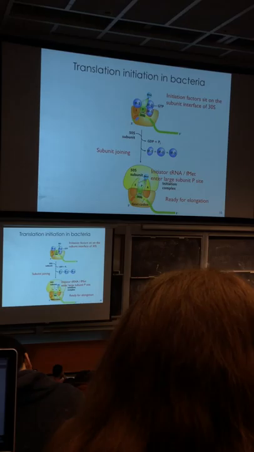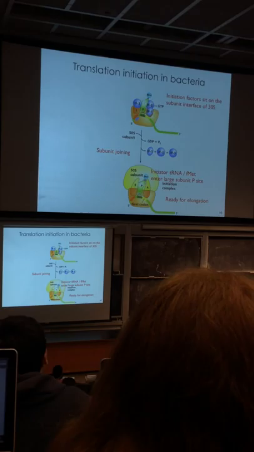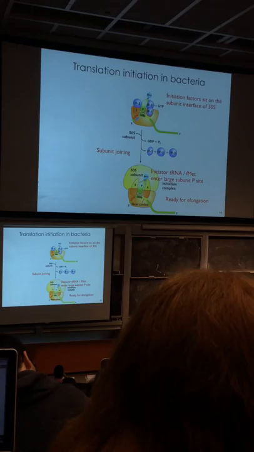And when this happens, the initiator tRNA that was base paired with the mRNA piece out in the small subunit, the other end of this tRNA enters directly into the P site of the large subunit. And once that happens, this complex is ready for translation elongation.